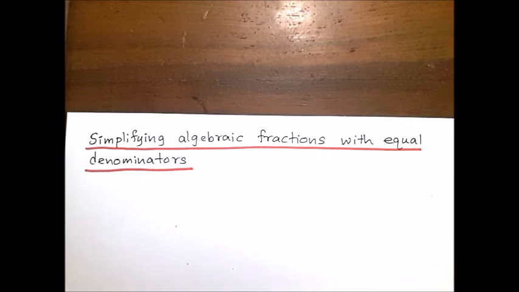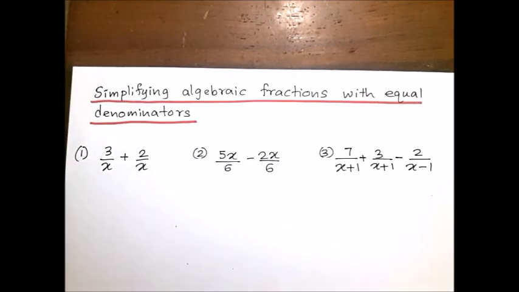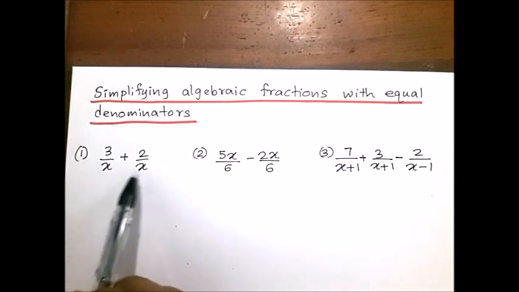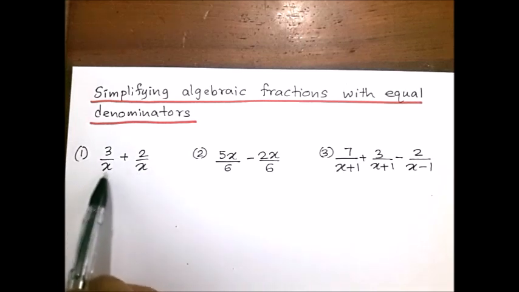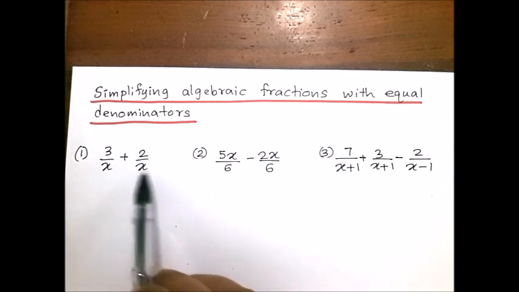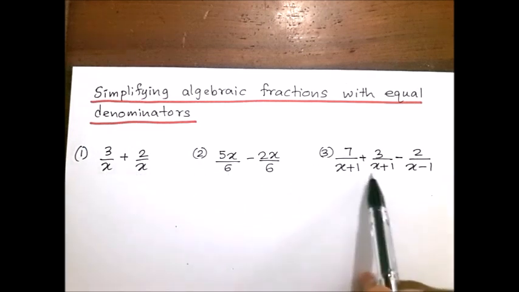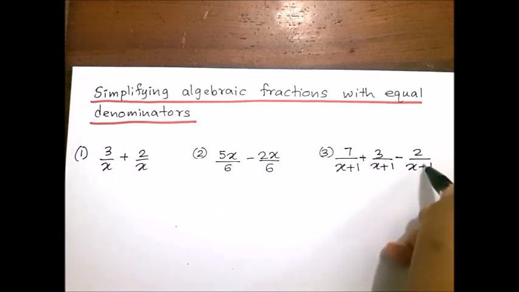Now I am going to start the algebraic fraction lesson. First you have to simplify algebraic fractions with equal denominators. You have learned this in grade 9 also. Now look at these examples. These are algebraic fractions with equal denominators. Here the denominator is x, here the denominator is 6, here the denominator is x plus 1.